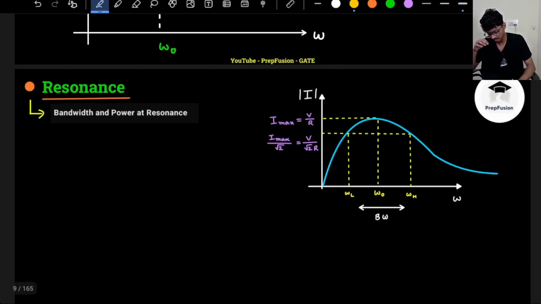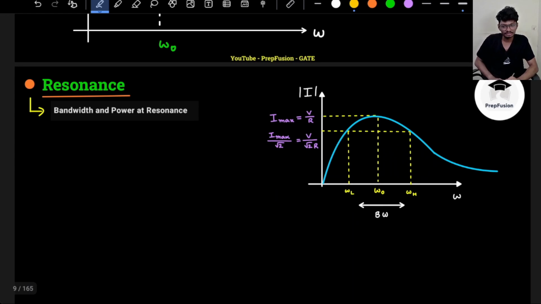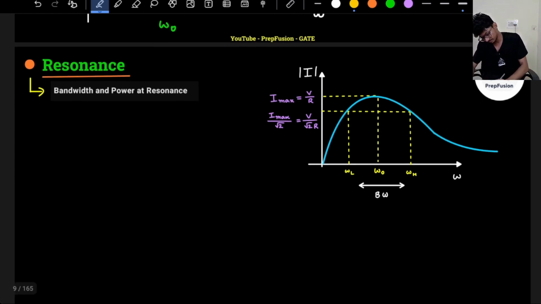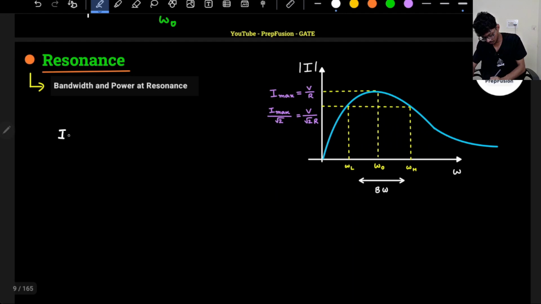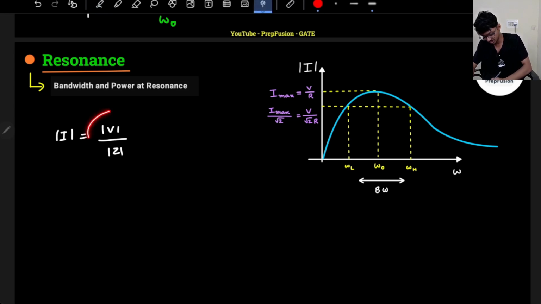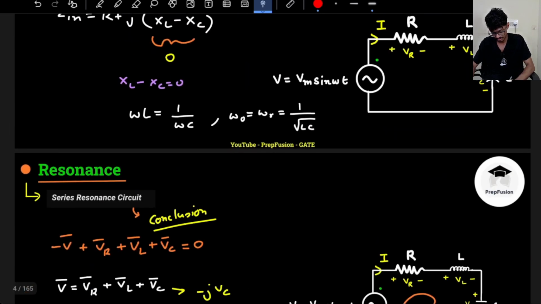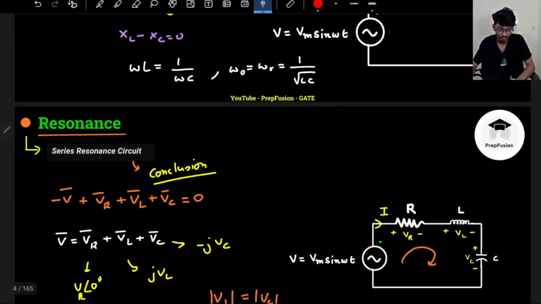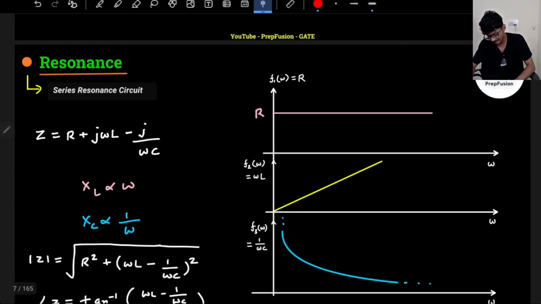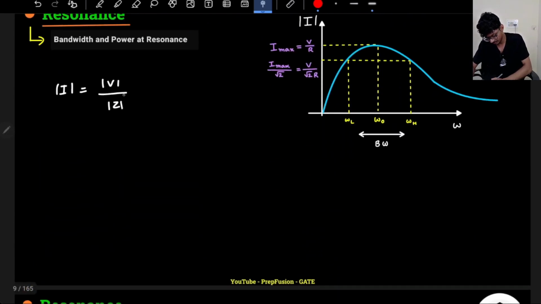Now I will come to the current. Because I have a single voltage source, the magnitude of current is basically magnitude of voltage divided by magnitude of the impedance, correct? The magnitude of voltage is constant, it is not varying here. Here is my voltage signal. The amplitude of voltage is not changing. So I can say that it is equal to V by magnitude of Z.